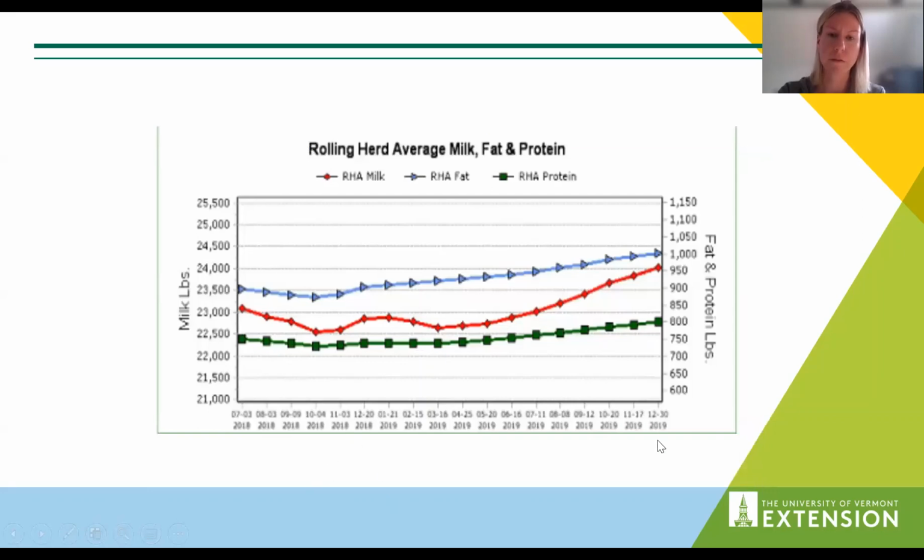So this is a graph that you can pull out of PC Dart. This is just rolling herd average milk, fat, and protein. I know it's a little bit fuzzy, but generally this looks like it's about 18 months, but within PC Dart, you can have a graph of 3 years. So you can get some nice historical data just in a visual presentation. You can see, what's the trend over time? Have things gotten better? Have they gotten worse? Can we pinpoint on this graph where we might have made management changes that led to either an increase or a decrease?